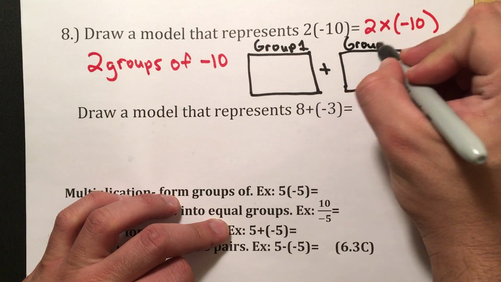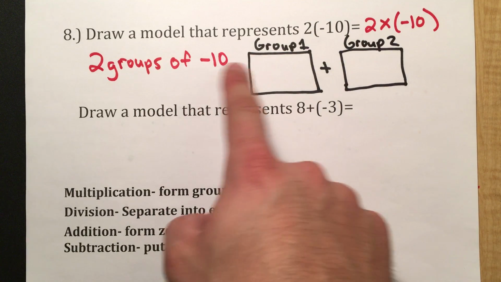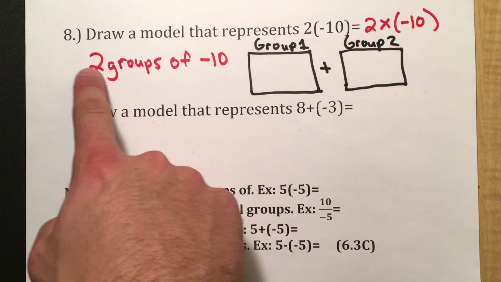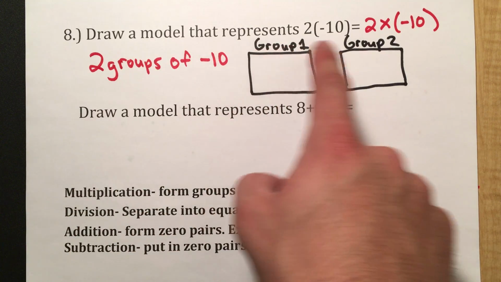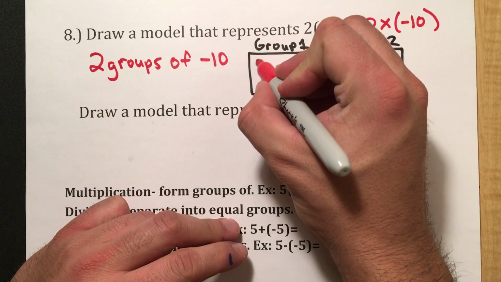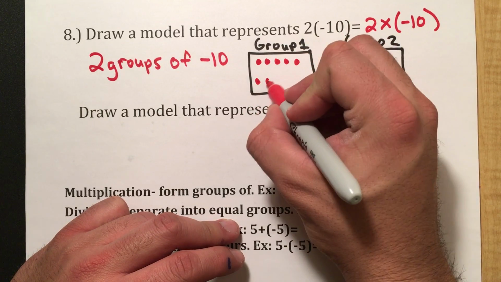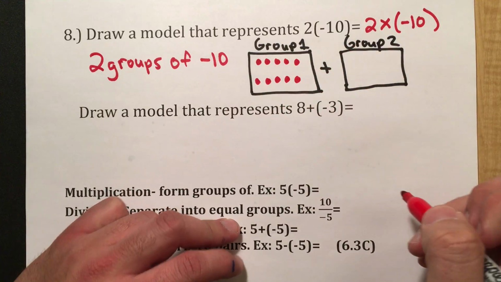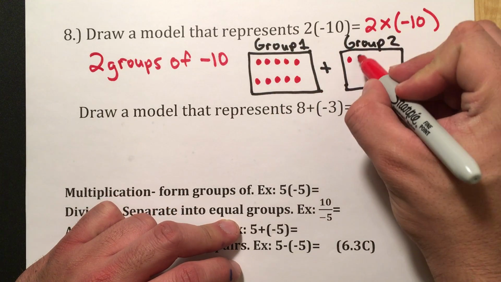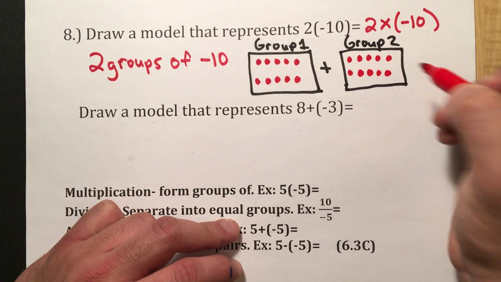Multiplication is just repeated addition, remember that. And how much do we have in each group? Well, we have 10 negatives in each group. So it's two groups of negative 10, group 1, group 2, and now we're just going to put negative 10 in each group. So I'm just going to put negative 10 in each group: 1, 2, 3, 4, 5, 6, 7, 8, 9, 10. And here we have 1, 2, 3, 4, 5, 6, 7, 8, 9, 10.